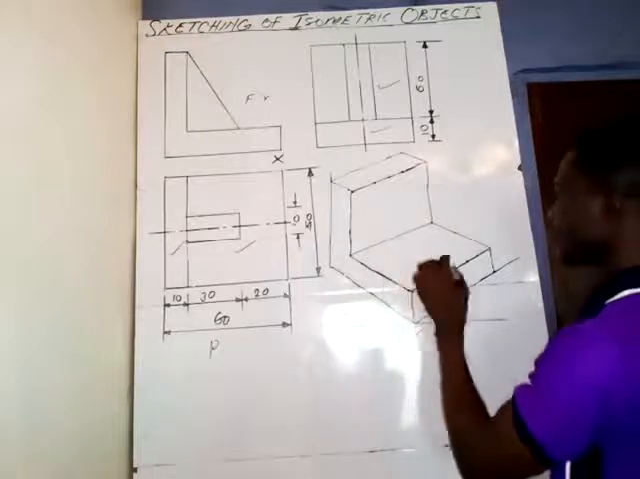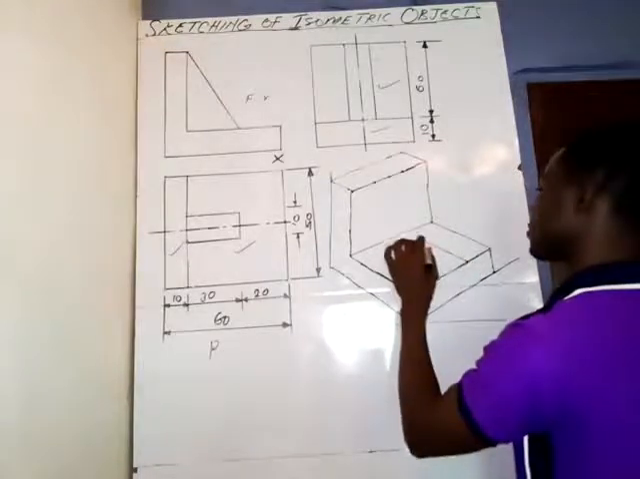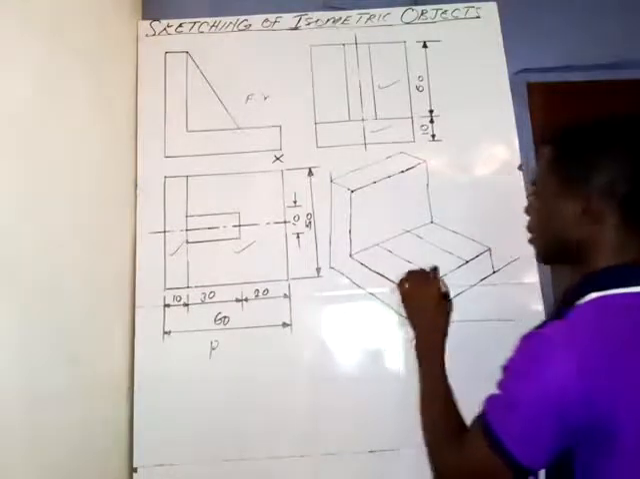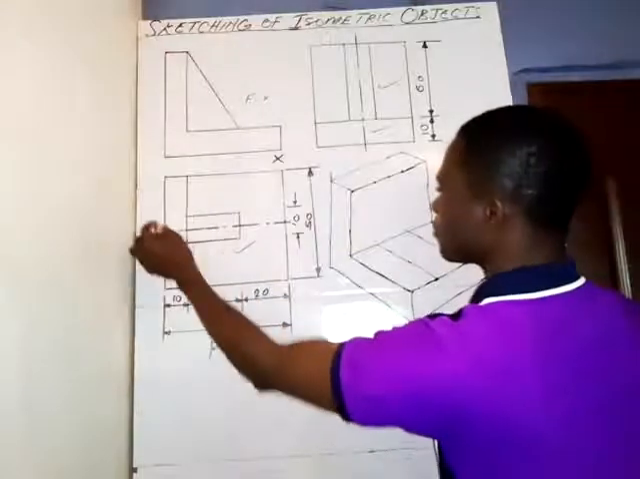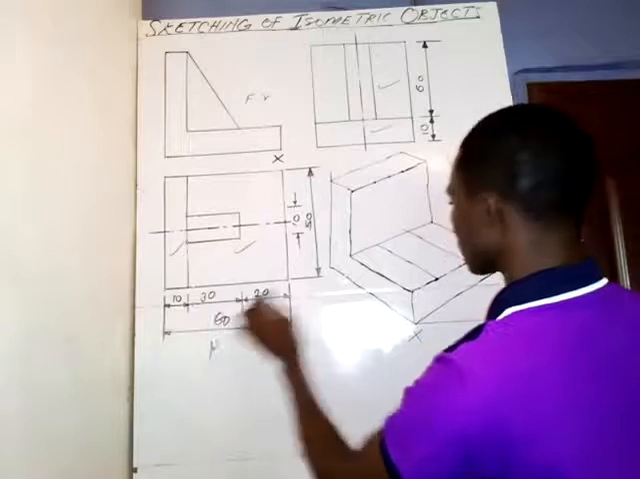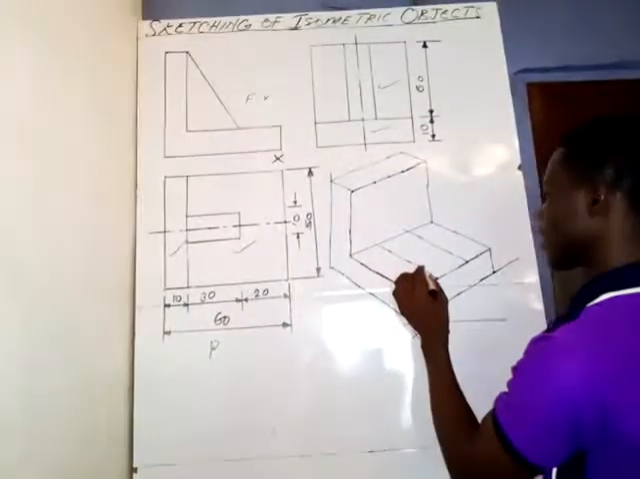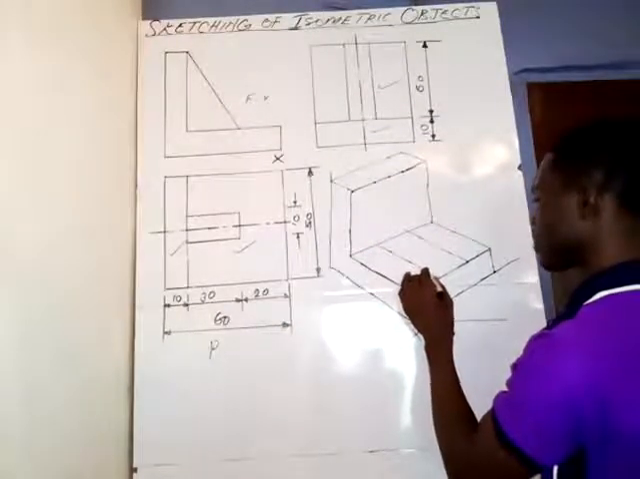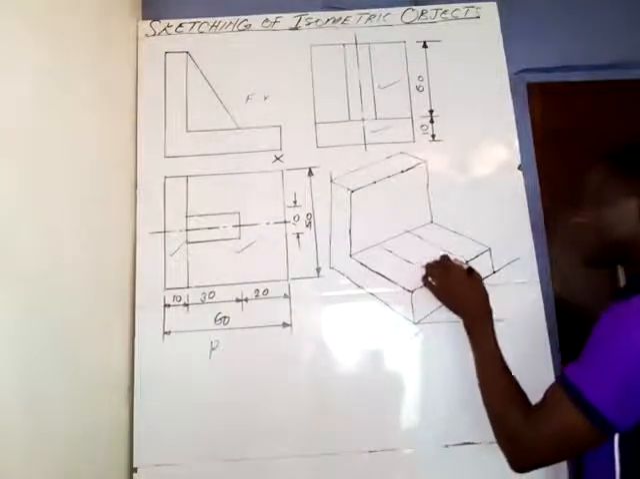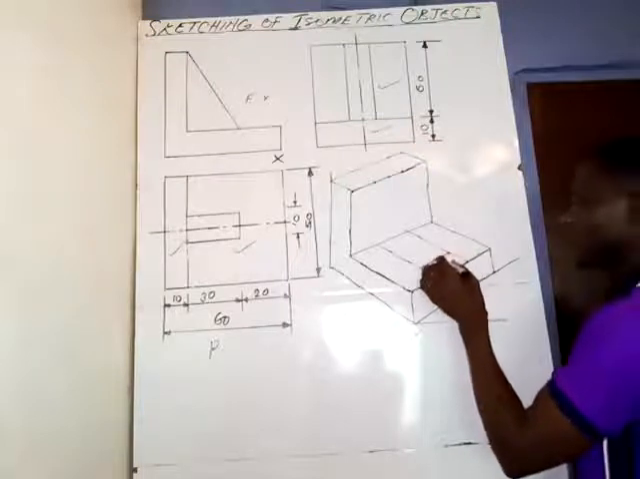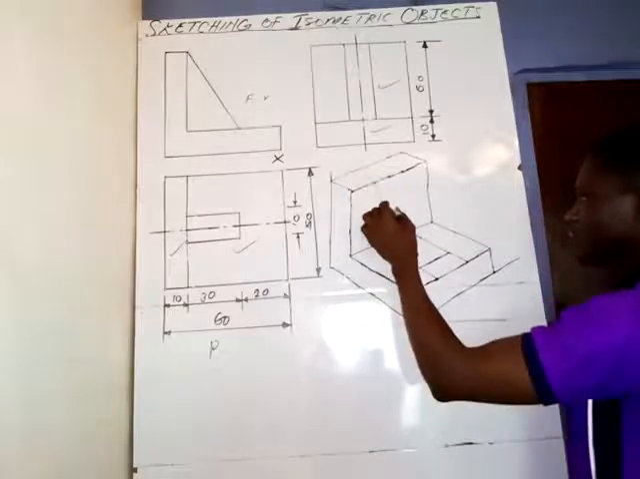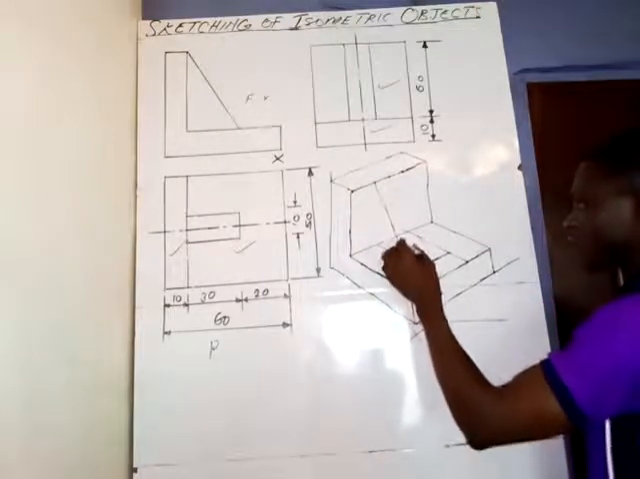Then produce this line, let it go like this, and also produce this line, let it go backward. Then we know the web, the distance from here to here is 30 millimeters. So come onto this line and take a measurement of 30 millimeters to this point. So here we have 30 millimeters. You can produce this backward like this, and make sure this line is parallel to this line. Then draw this, join this line.